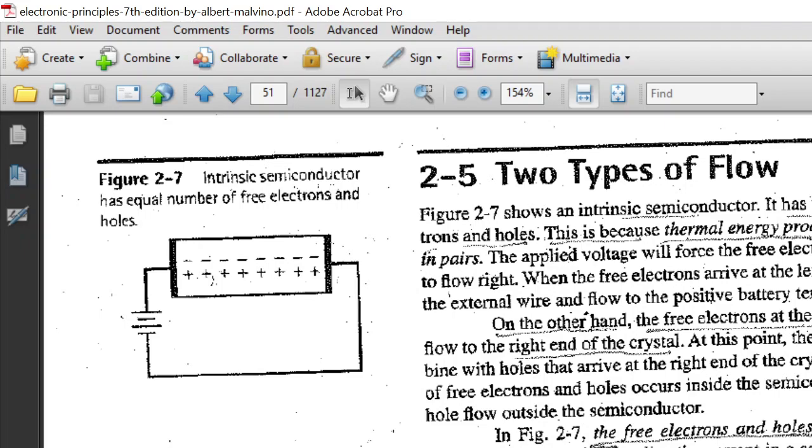So if someone is talking about the intrinsic carriers, it means the free electrons and holes in an intrinsic semiconductor. When a semiconductor is in a pure crystal state, every atom is the same atom, the same silicon atom.